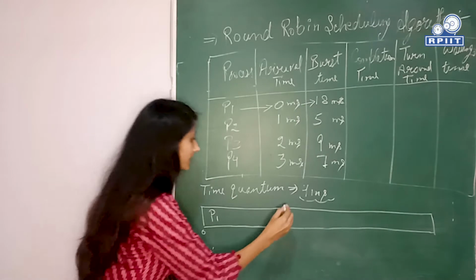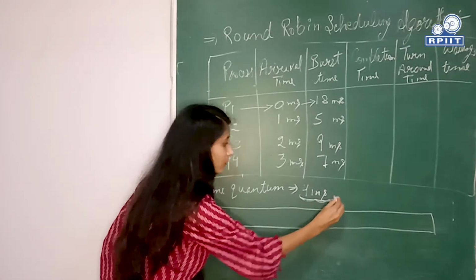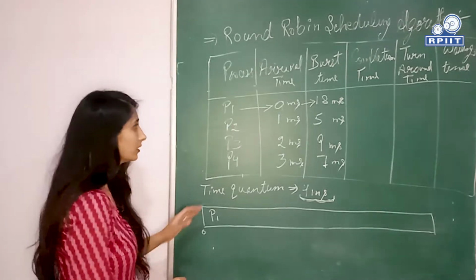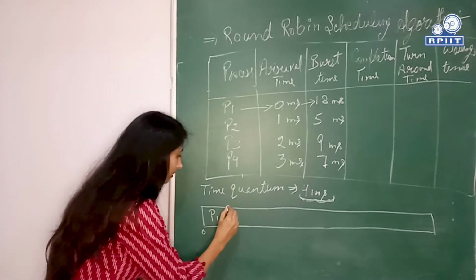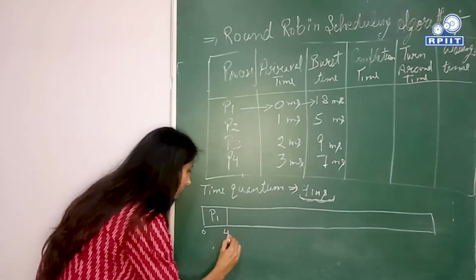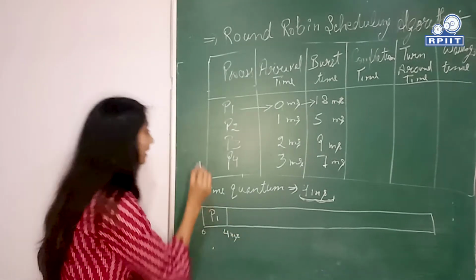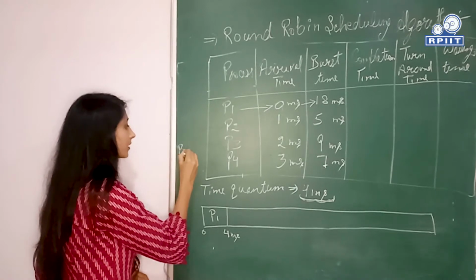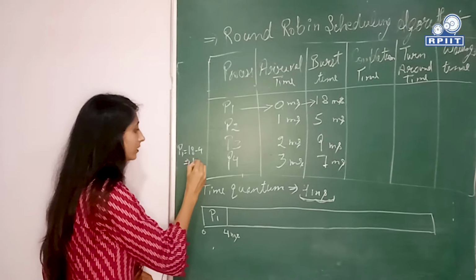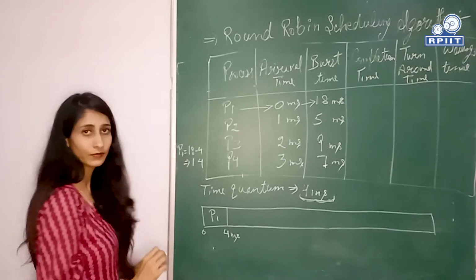Now we need to check the time quantum. Here we have a 4 millisecond time quantum that is given. That means we need to run P1 a maximum of 4 milliseconds in one turn. That means 0 to 4 milliseconds. That means P1 equals 18 minus 4. That means P1 is left with 14 milliseconds.